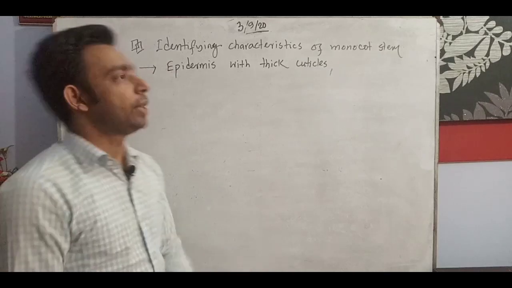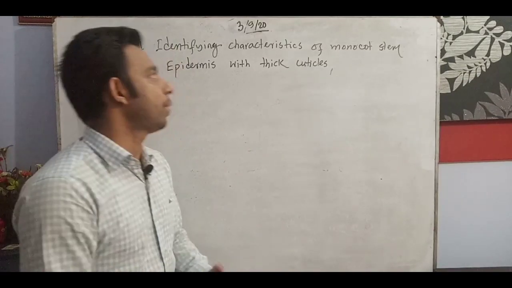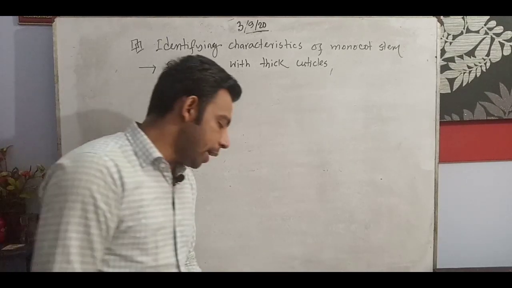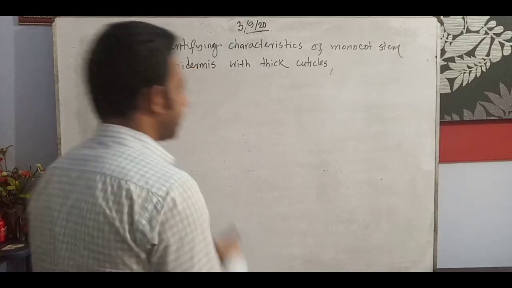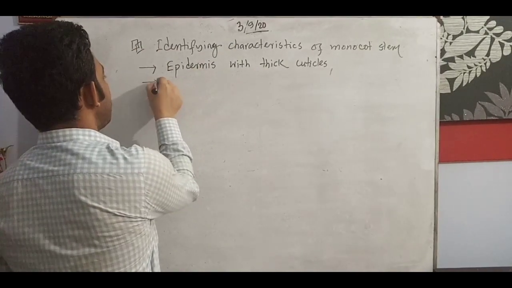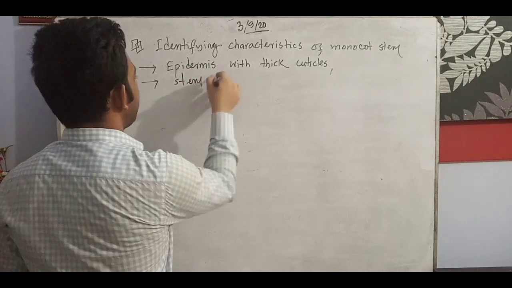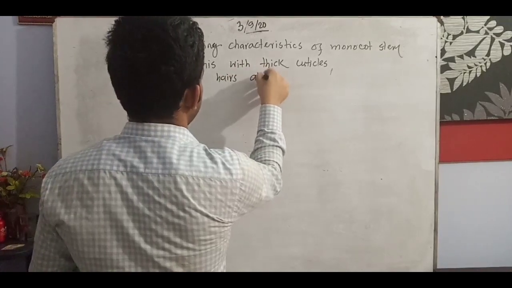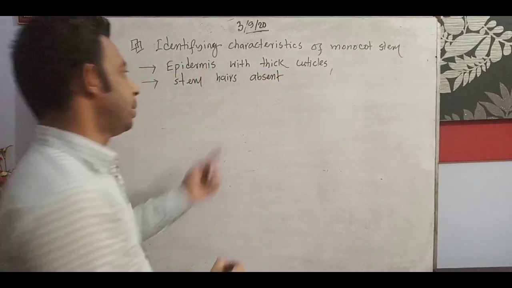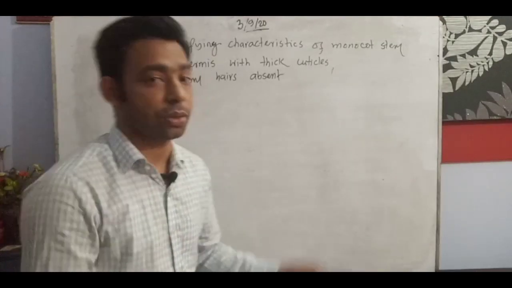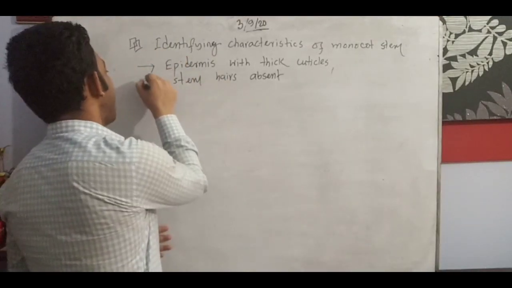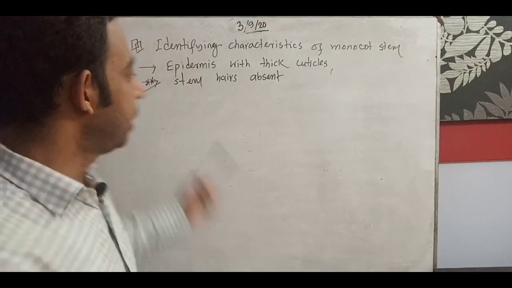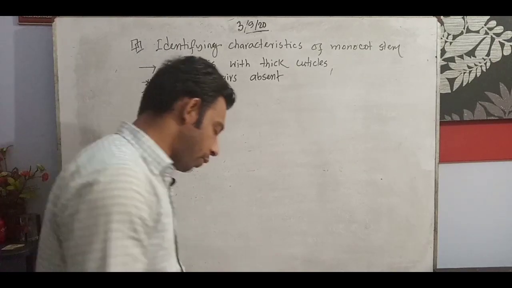Epidermis with thick cuticles is the first identifying characteristic of the monocot stem. Another very important one: stem hairs are absent. Though an epidermis with thick cuticles can be found in different kinds of stems, absence of stem hairs is a very prominent identifying feature of the monocot stem.